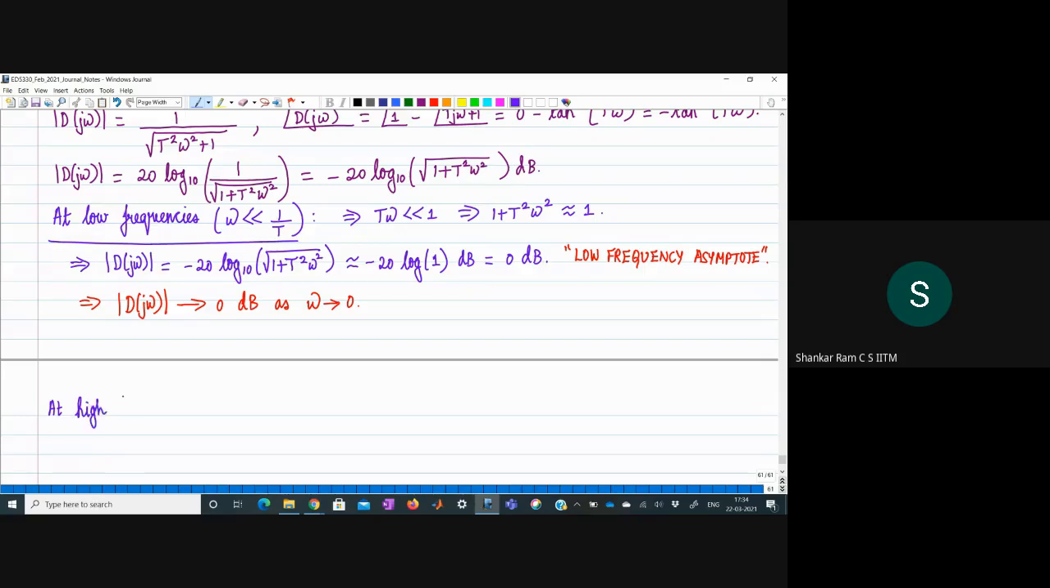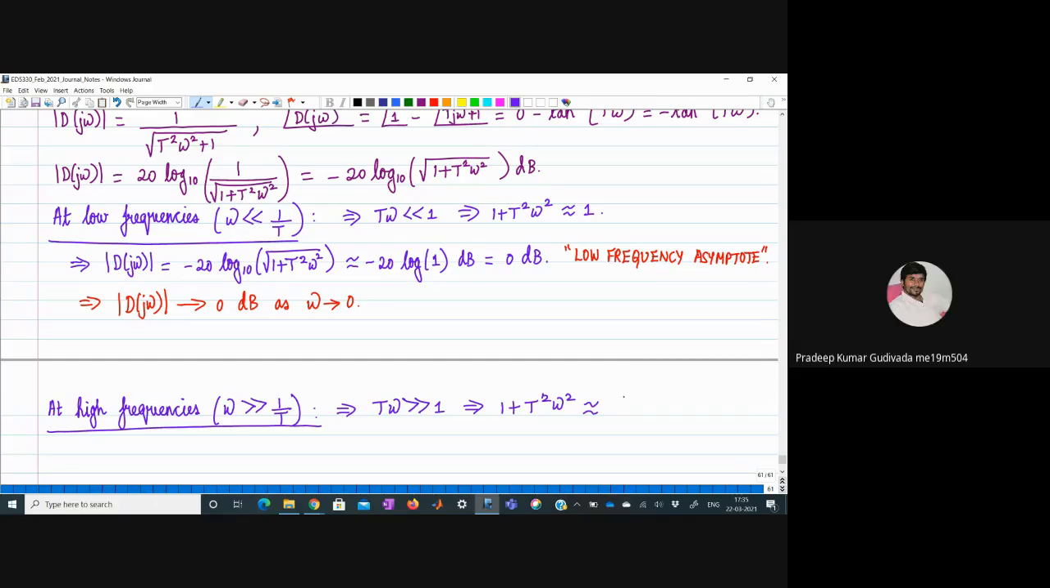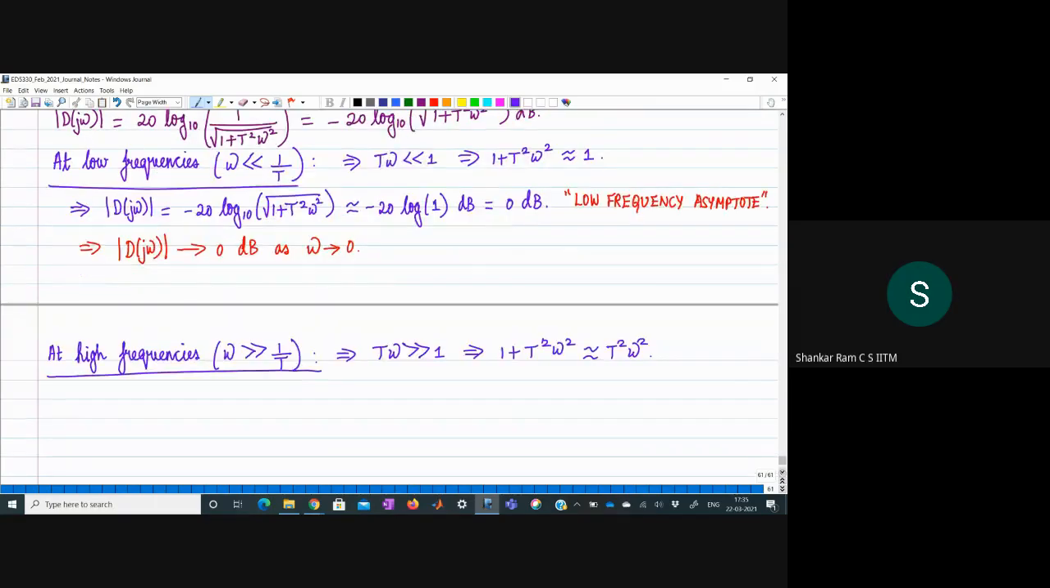Let's say we go to higher frequency, wherein omega is much bigger than 1 by t. So if the frequency is high, t omega is going to be much greater than 1. Then what will happen to 1 plus t squared omega squared? It is going to be approximately equal to, let's say t omega is 10 power 2, t squared omega squared will be 10 power 4. So you add 1 to 10 power 4. What is the approximate value? 10 power 4 itself, right? So this will tend to t squared omega squared, right? I hope it is clear, right?